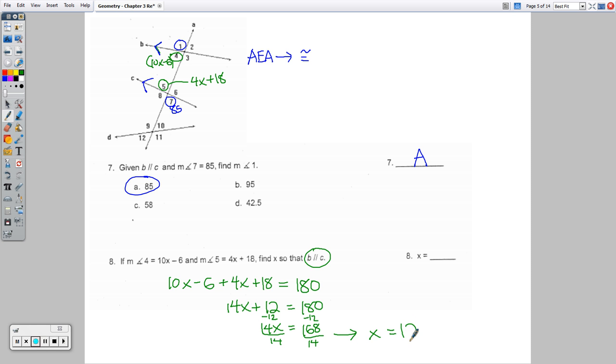12. This one doesn't say to plug it back in and figure out what the angle measures are. We could do that if we needed to, but we're not requested to do that here in this one. So just x equals 12 for number 8.